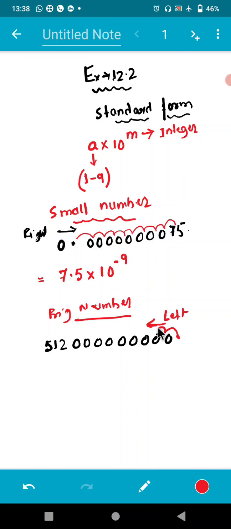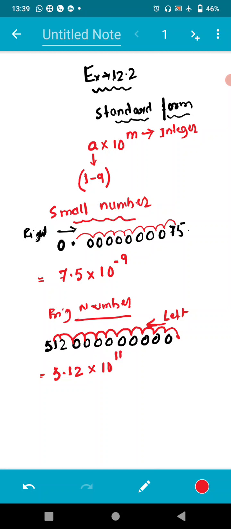1, 2, 3, 4, 5, 6, 7, 8, 9, 10 and 11. So now this time what do we have to write? 5.12, which is in the place of a, into 10. Obviously in the general form we have to write 10. Now this time when you are converting any big number to a standard form, your power should always be in the positive form. Fine. So this is your required answer.